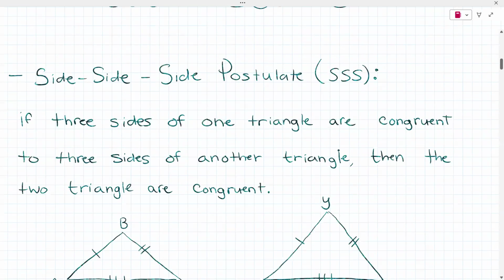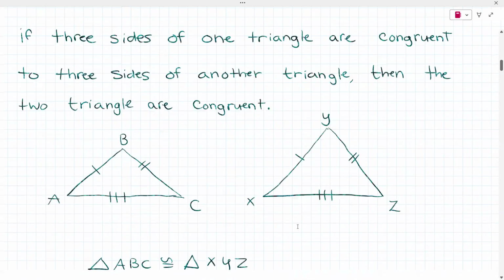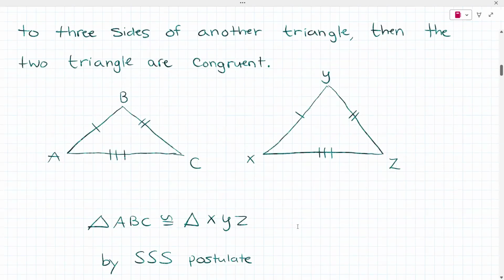And then let's talk about the side-side-side postulate. This one's a little bit easier. If the three sides of one triangle are congruent to the three sides of another triangle, then the two triangles are congruent. As you can see, you have three sides. There are no angles. We don't care about angles, we only care about three side lengths. If you have three side lengths, then you can use the SSS postulate. So you could say triangle ABC is congruent to triangle XYZ because of the SSS postulate.